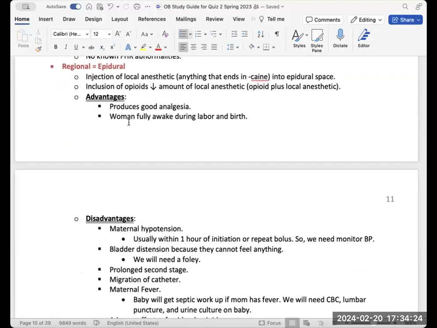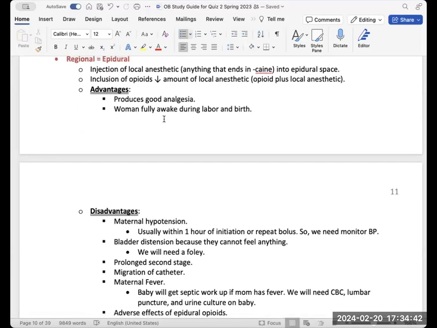Epidural, we know that's a common thing. We give an injection of a local anesthetic, anything that ends in caine, into the epidural space. Now, we're not putting it into the spinal, like the bones, we're putting it into the space in between the spine, okay? And they're going to commonly complain of a headache. That's one of the most common things that you'll get when you have an epidural.